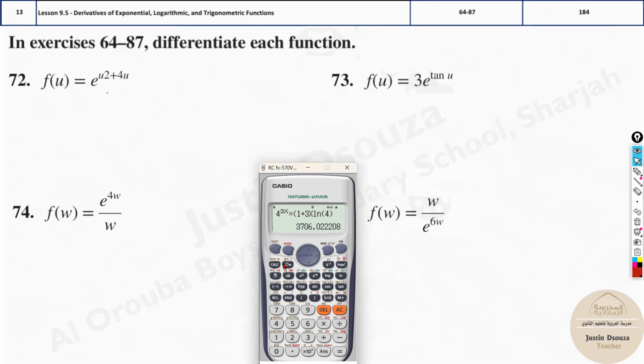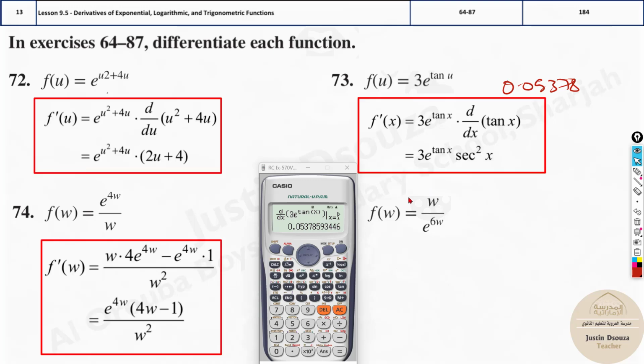Let's solve this one. Shift dy by dx. What is it? 3 e to the power tan x. And now close the bracket, and it's already closed over here. It's 1.5 as the x value. It is 0.0537. It's better you write it down, or if you can remember in your mind, but in the exam don't try to do that. Just write it down no matter what, okay? So it is 0.05378. Now all you need to do is look into the 4 options and start solving them.